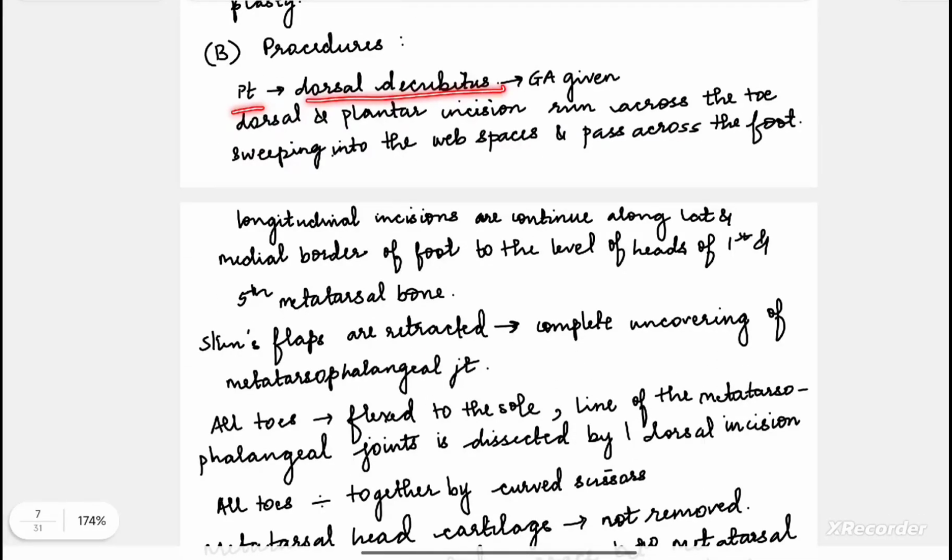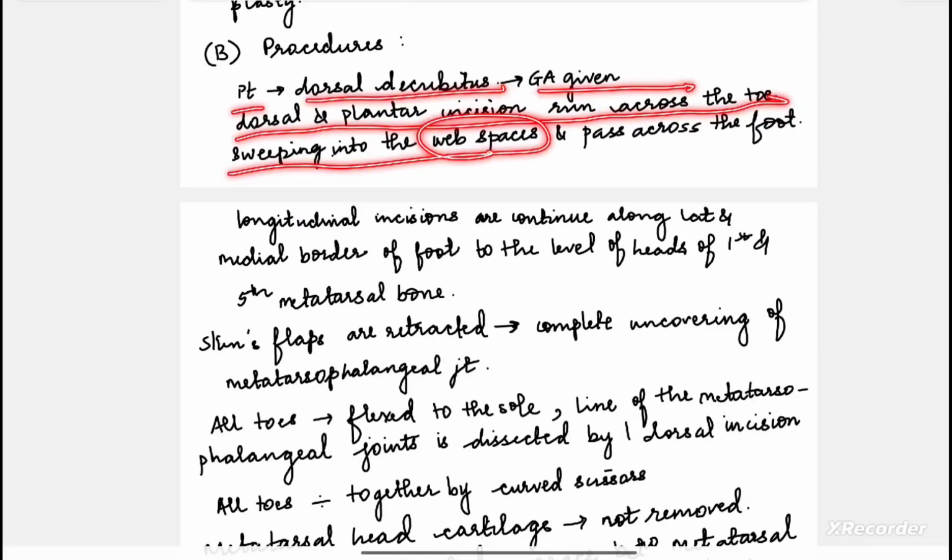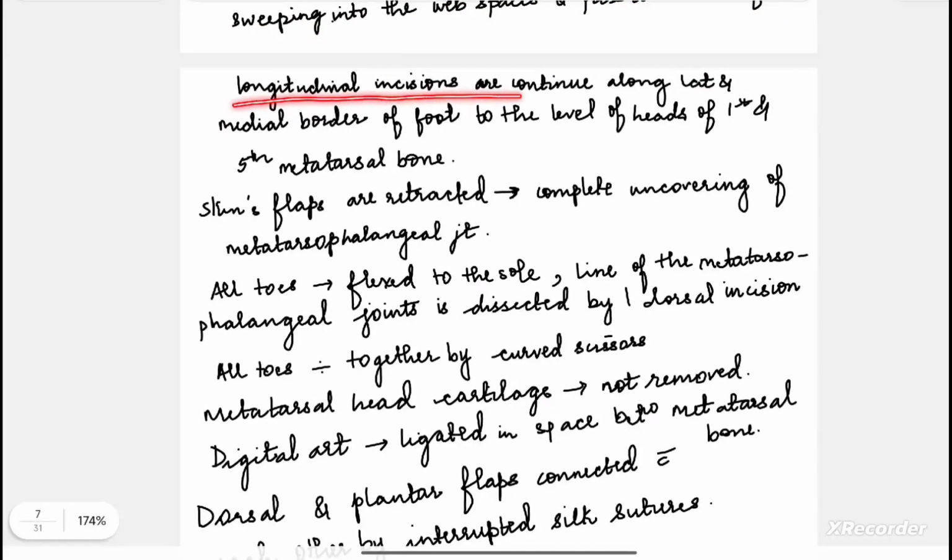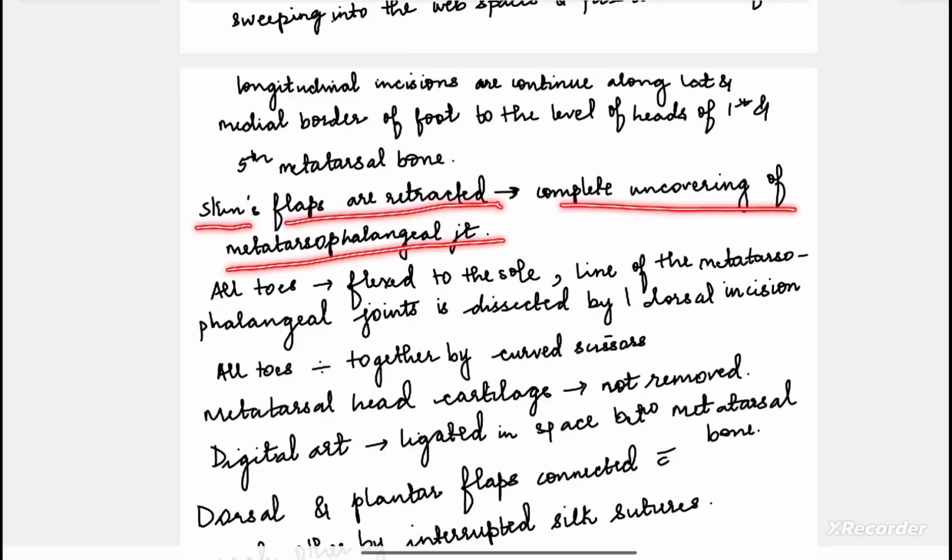Patient is in dorsal decubitus and general anesthesia is given. Dorsal and plantar incisions run across the toe, sweeping into the web space and passing across the foot. Longitudinal incisions are continued along the lateral and medial border of the foot to the level of the head of the first and fifth metatarsal bone. Skin flaps are retracted. Complete uncovering of the metatarsophalangeal joint is done.